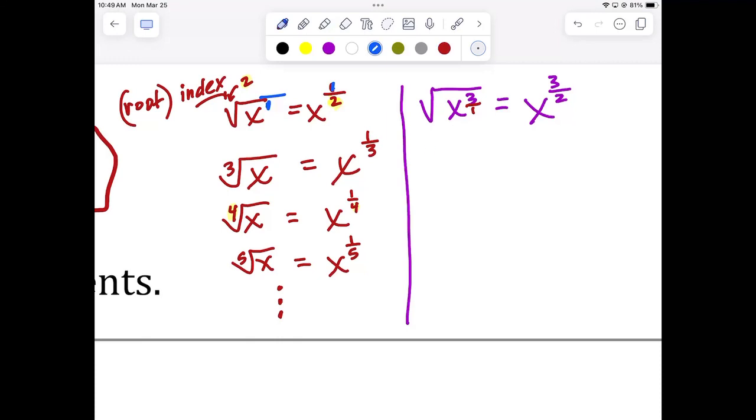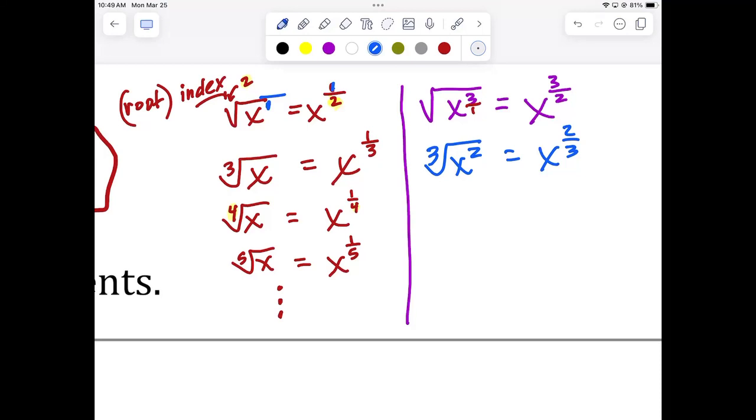Let's try another one. What if I have the cube root of x squared? What would that become? X to the 2/3 power. Yes. The 2 stays in place. It's already in the numerator on the exponent, but the root 3 goes underground. There you go. How about this one? How about the 15th root of x to the 27th power?